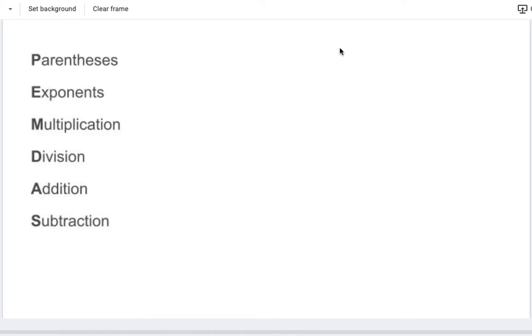So the order of operations is given by the acronym PEMDAS. So parentheses, then exponents, then multiplication, division, then addition, subtraction. For a pretty simple concept, a lot of people get this wrong. The main trouble people have is that multiplication and division are the same.